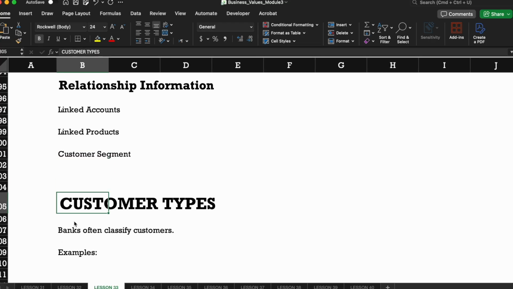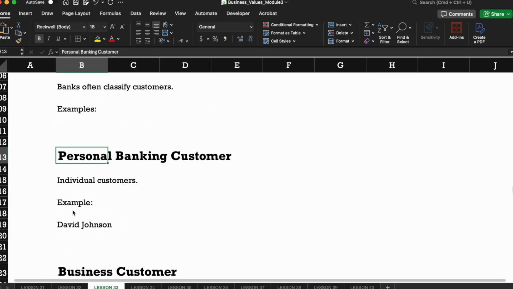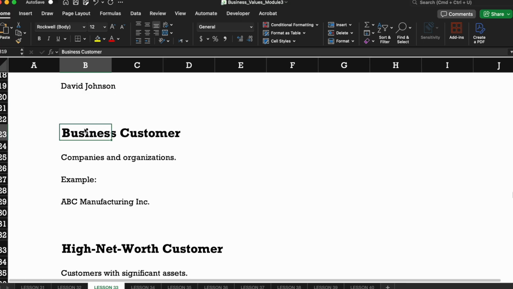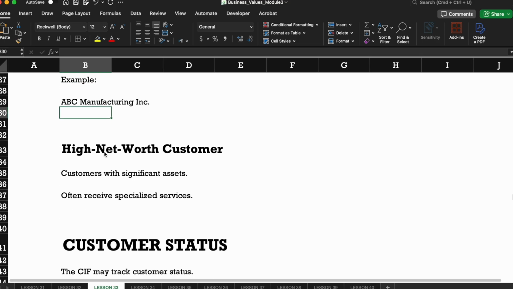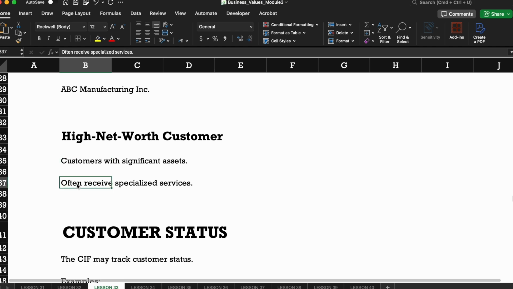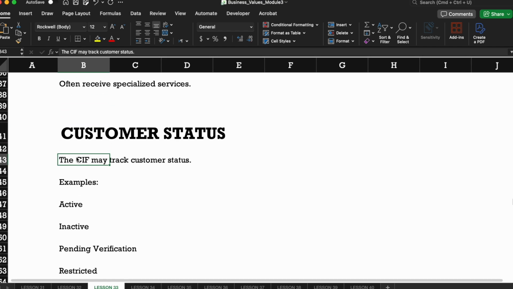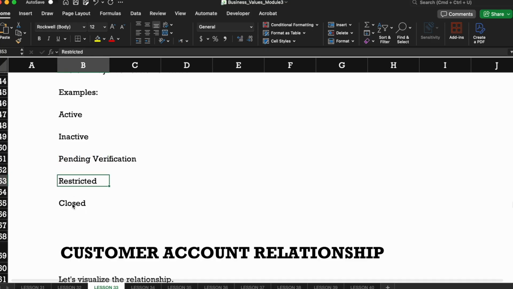Okay, customer type: banks often classify customers. Example: personal banking customer, an individual customer, for example David Johnson. Business customer: companies and organizations, for example ABC Manufacturing Inc. High net worth customer: a customer with significant assets, who often receives specialized services. Customer status: the CIF may track customer status. Example: active, inactive, pending verification, restricted, closed.